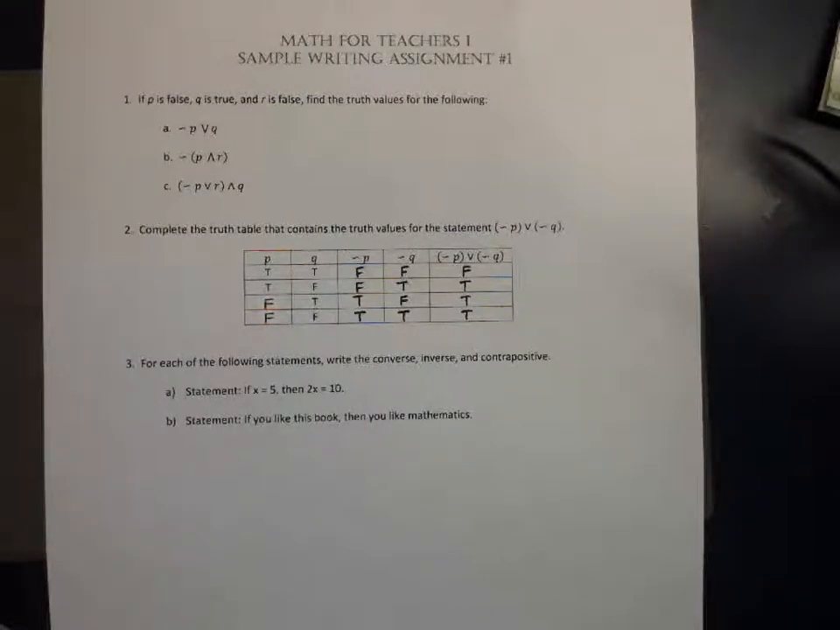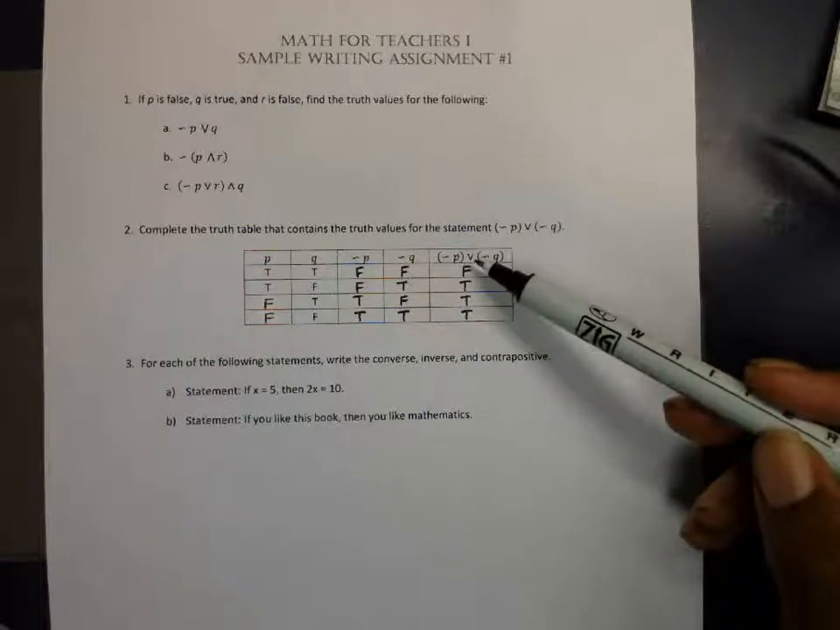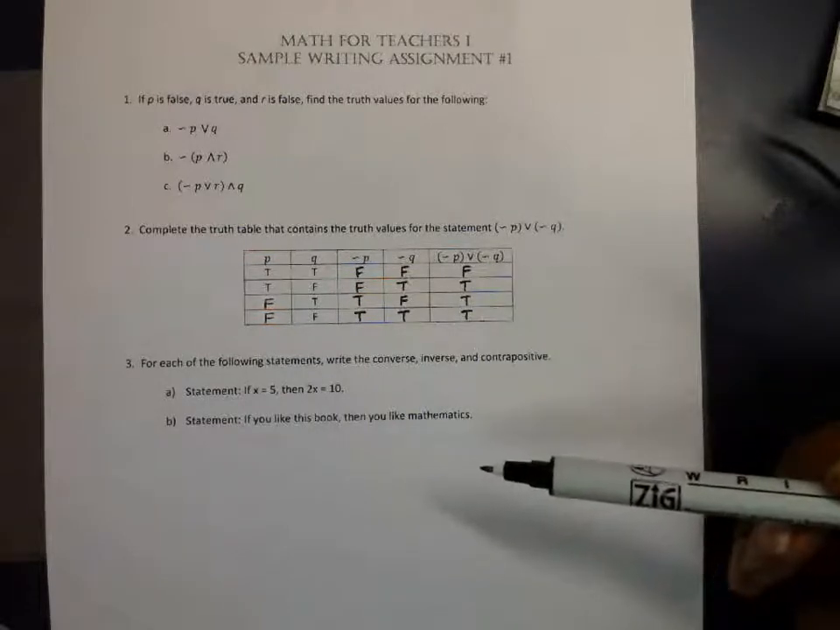Okay. So again, be familiar with the negation table that I gave you, and also the or table, which is your disjunction, and the and table, which is your conjunction.